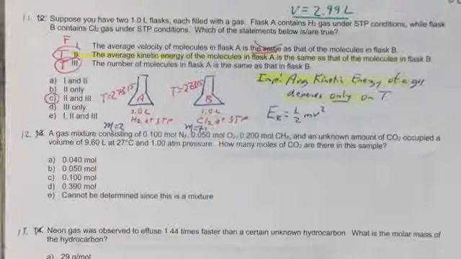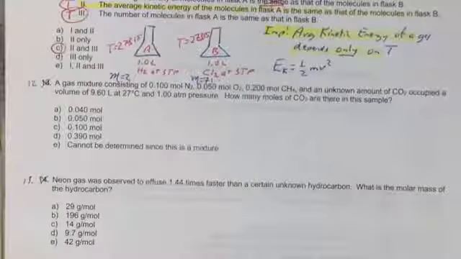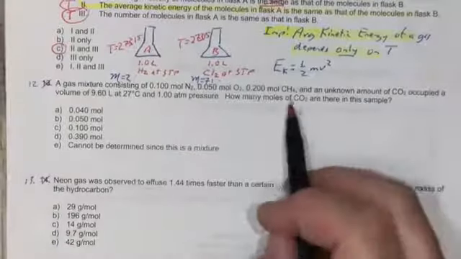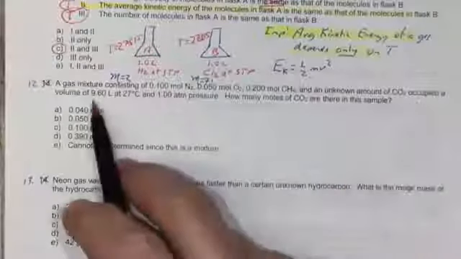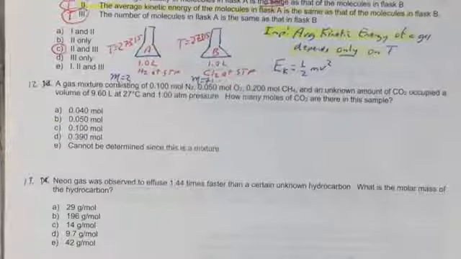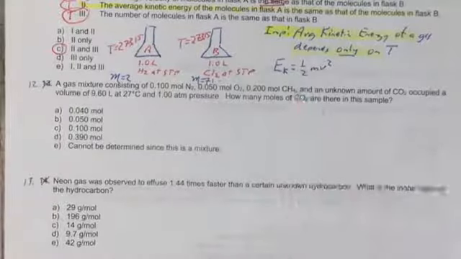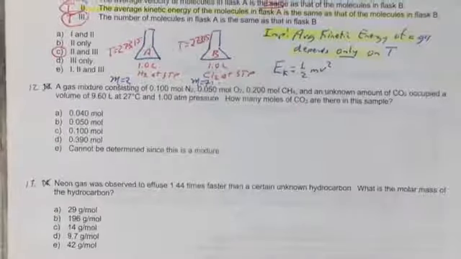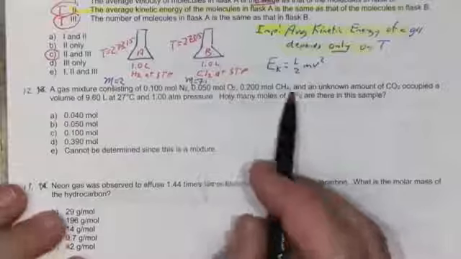The next question says, a gas mixture consisting of nitrogen, oxygen, methane, and carbon dioxide occupies this volume at this temperature and pressure. How many moles of carbon dioxide are in the sample? Well, this is Dalton's law of partial pressure, that the total pressure is equal to the sum of the individual pressures. I've got different gases in here. Now, actually, as I'm looking at this, there's an easier way to do this than Dalton's law of partial pressure.